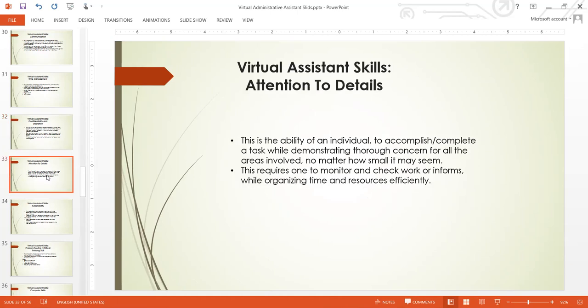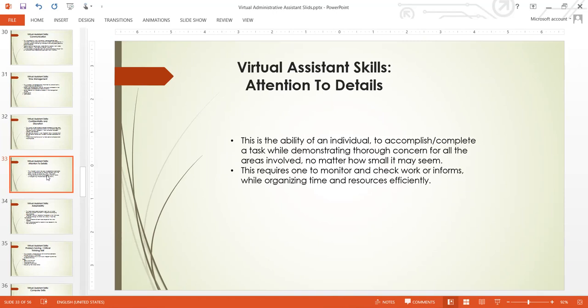So, a virtual assistant, you must have attention to detail. This is the ability of an individual to accomplish or complete a task while demonstrating thorough concern for all the areas involved. There is a need for thoroughness while doing your job, not doing a haphazard job. You must pay attention to details.